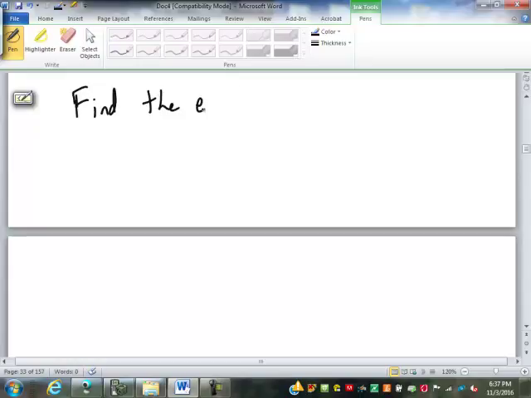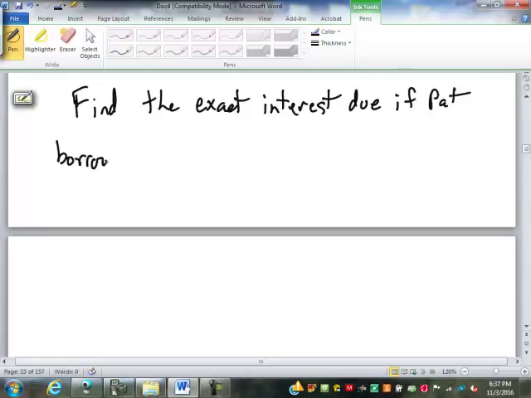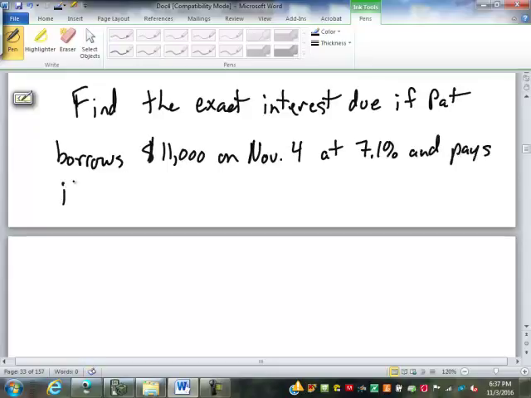Find the exact interest due if Pat borrows $11,000 on November 4th at 7.1% and pays it back on January 27th. This time I'm not asking for the maturity value, I'm just asking for the exact interest due.